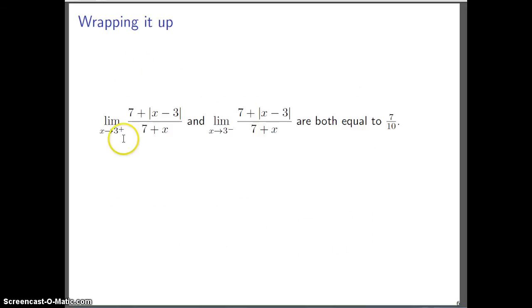So look, the limit on the right and the limit on the left were both equal to 7/10, but it was easy to analyze these as separate problems because of the absolute value. That's what that general tip was about. And since the two one-sided limits exist and agree, the two-sided limit is equal to this number as well.